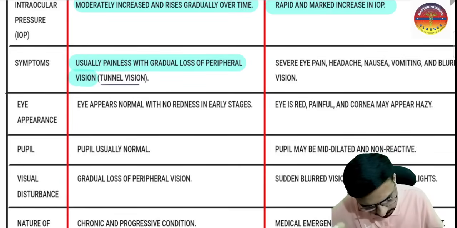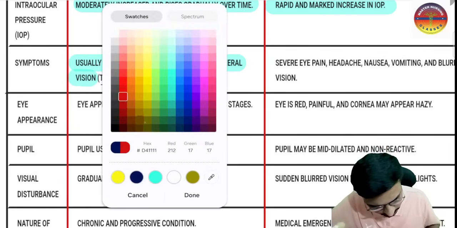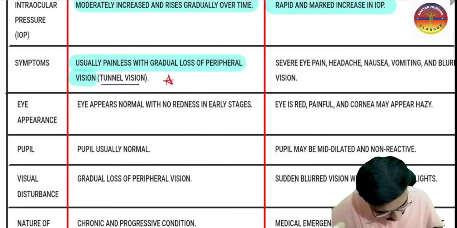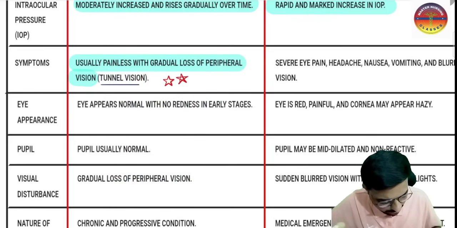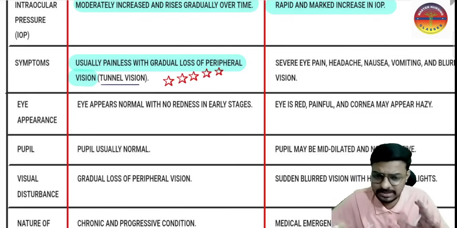So this is one of the very important points for your exam, where we can see tunnel vision. Tunnel vision will be seen in open angle glaucoma. Okay, so what happens here? Due to the increased intraocular pressure, first the peripheral vision will get lost.